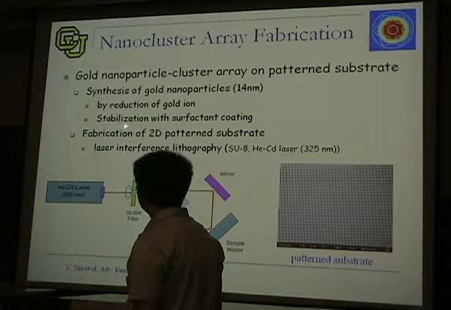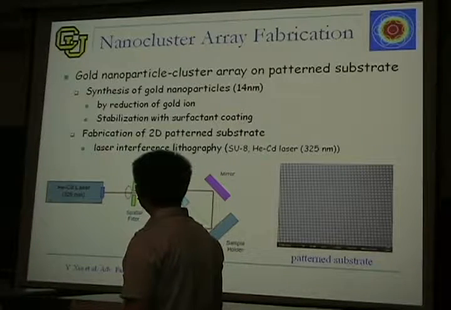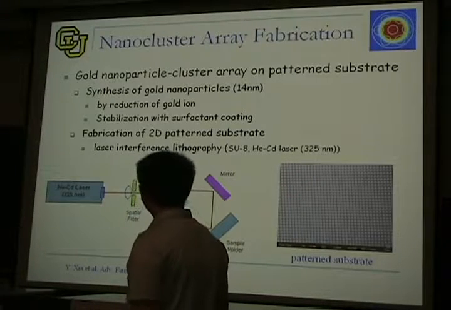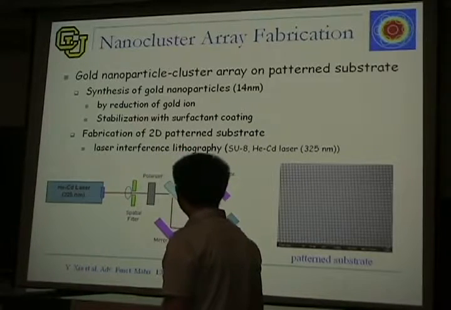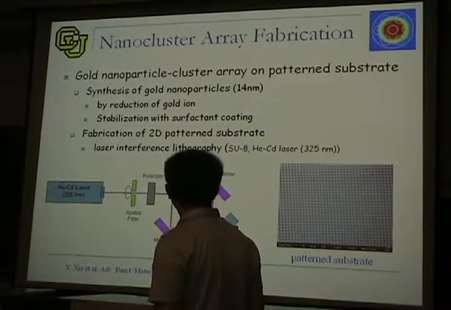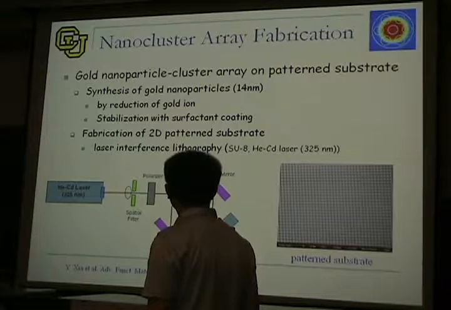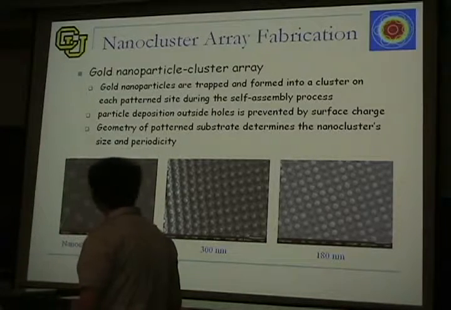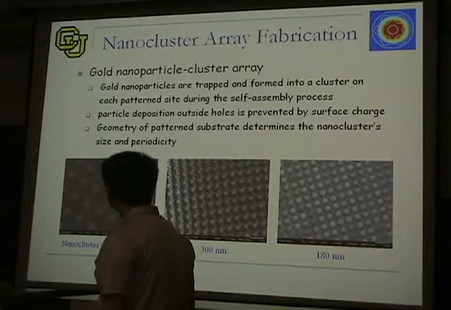reaction, and then we stabilize them in the solution by subsequent coating. In the meantime, we prepare a two-dimensional patterned structure by using laser interference lithography. This schematic shows the optical setup of this experiment, and here is an SEM picture showing the fabricated 2D patterning on SU8 photoresist. Once we have these two, we can do the self-assembling by putting the solution on top of this patterned substrate.